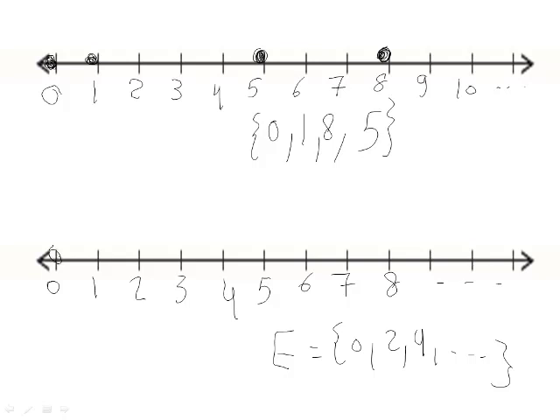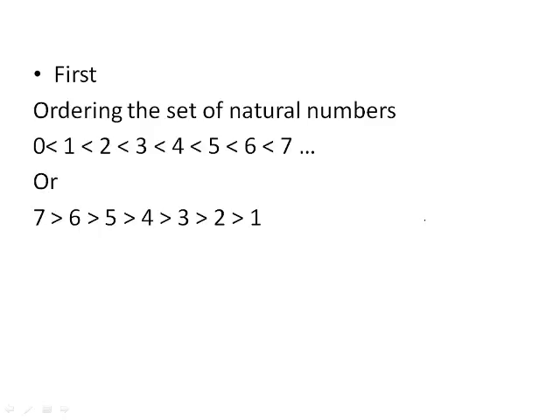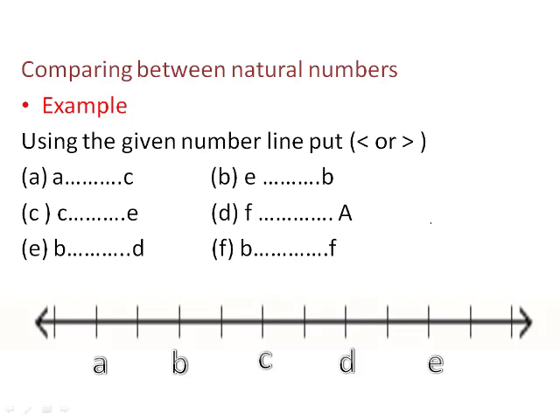We make shading here on 0, and 2, and 4, and 6, and we start to make a line like this, and this line has an arrow because this set is an infinite set. Let's see these words. When we order natural numbers, we say 0 is smaller than 1, and of course it's smaller than 2, and so on. And we also say 7 is bigger than 6, is bigger than 5, and so on.